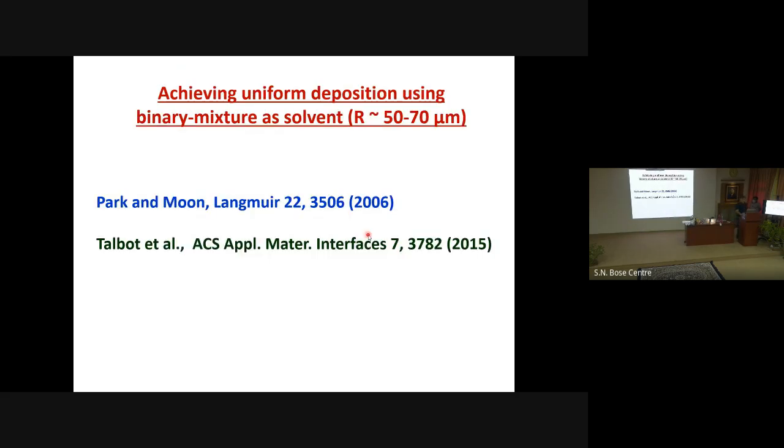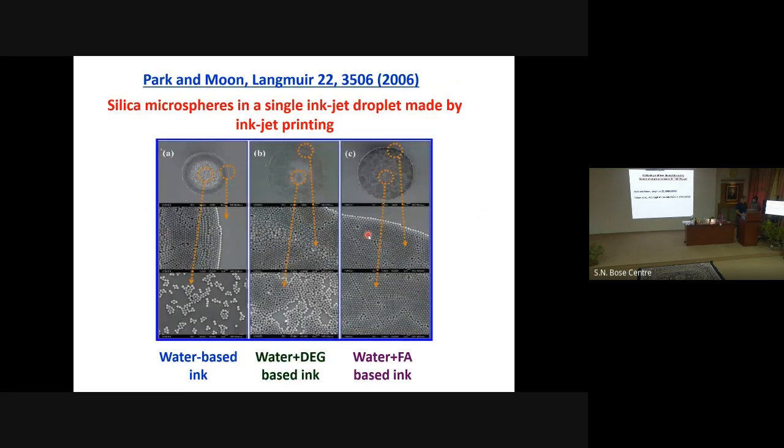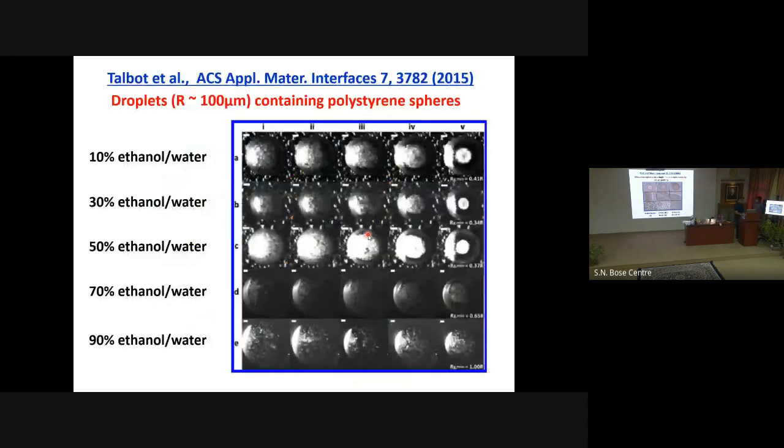Achieving uniform deposition using a binary mixture as a solvent. You will see that this is a pure water-based ring. See a ring out here. You add something called DEG. Okay, I've forgotten the name now. It makes it more uniform. If you mix FA, another surfactant kind of thing, this whole thing becomes uniform. There's a lot of work going on in this. All right, and it's again very simple things that you observe around you.